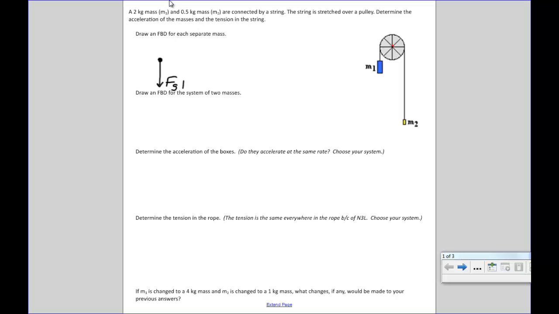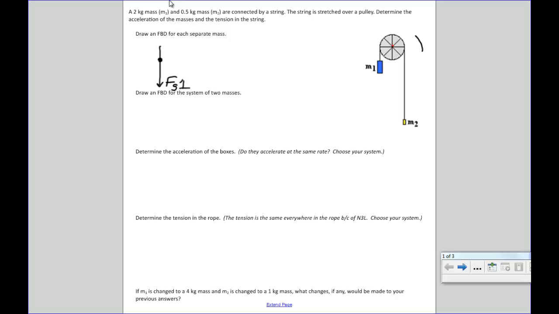FG, let's call that FG1 for the first one, just so I can differentiate. We got the force of tension up. For mass 1, should the force of tension be bigger, smaller, or the same as the force of gravity? Well, which way do we think this thing's going to accelerate? It's going to go down. So yeah, it's got to be smaller.